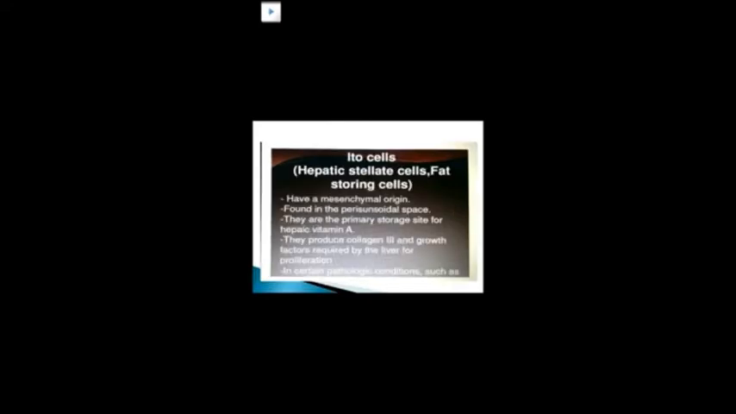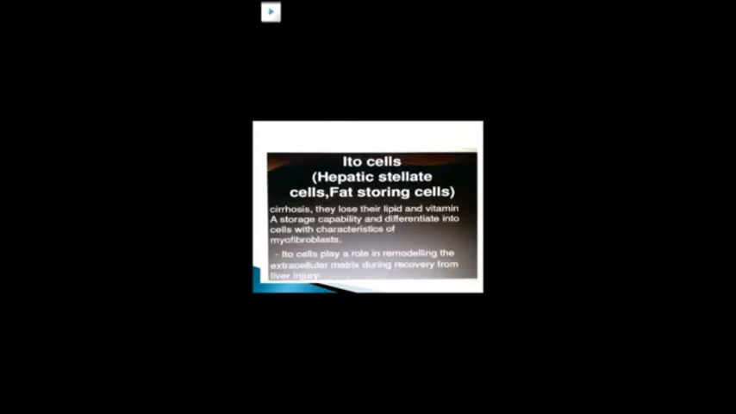The Ito cells, the hepatic stellate cells, the fat storing cells. So these play an important role in deposition of fat in the liver. They have a mesenchymal origin and are found in the perisinusoidal space. They are the primary storage site of vitamin A here. They produce collagen 3 and growth factors required by the liver for proliferation. So this is also called the hepatic stellate cells or the fat storing cells.